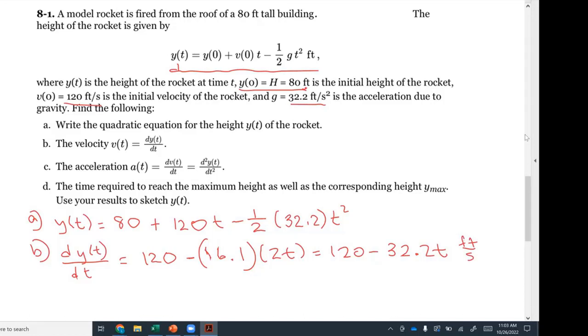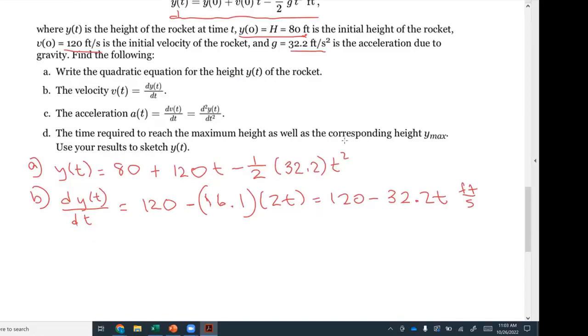It does not tell me any particular time yet. I know now this is v of t, which is equal to 120 minus 32.2t feet per second. All right, let's do C.